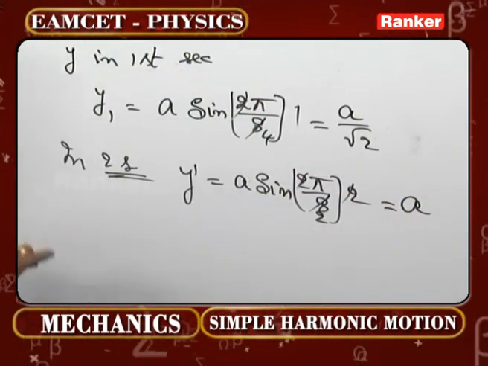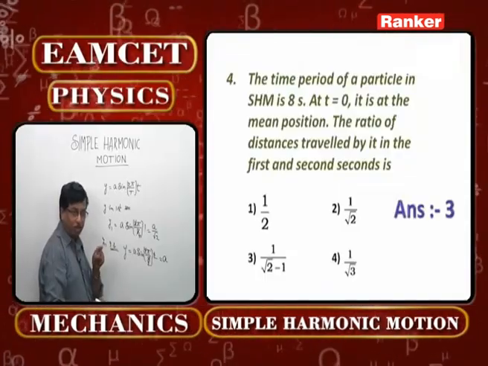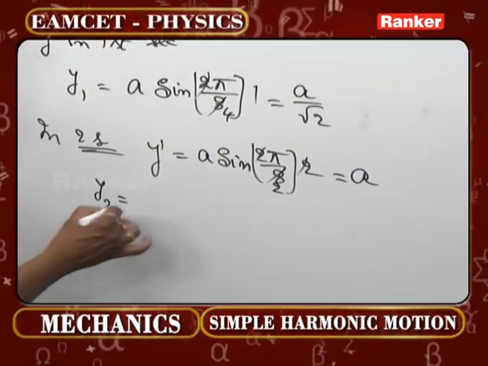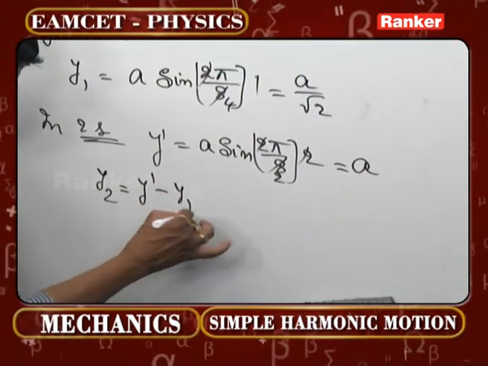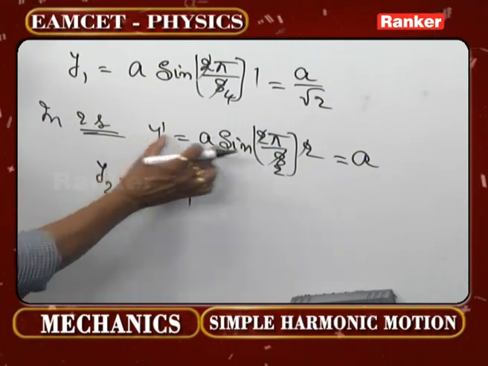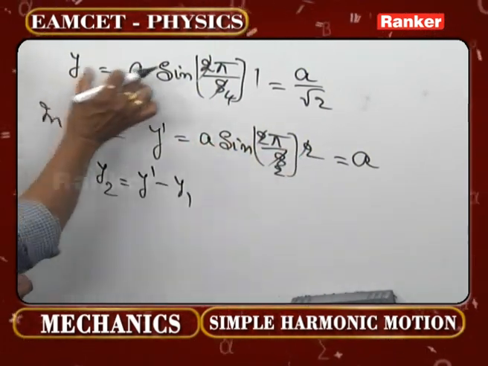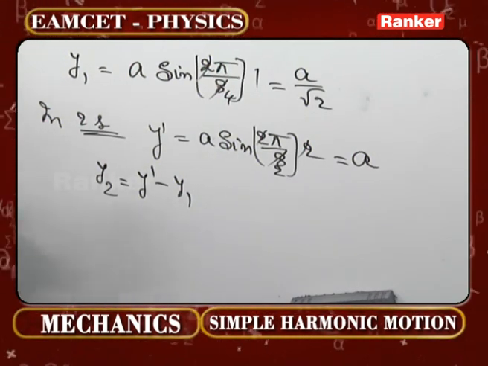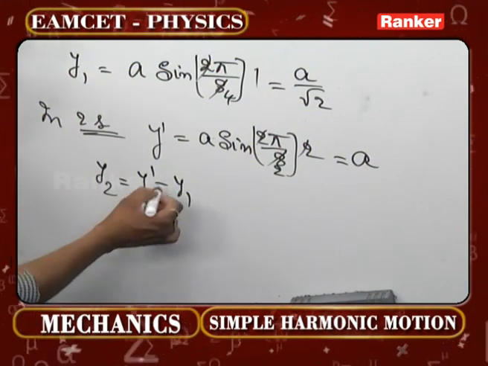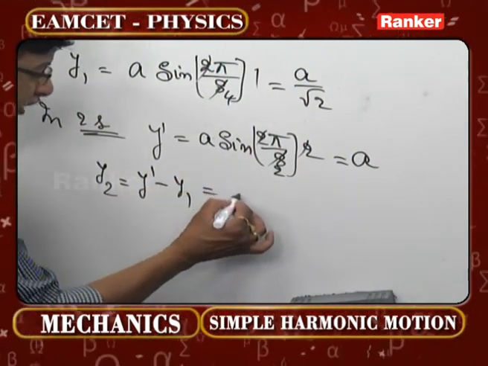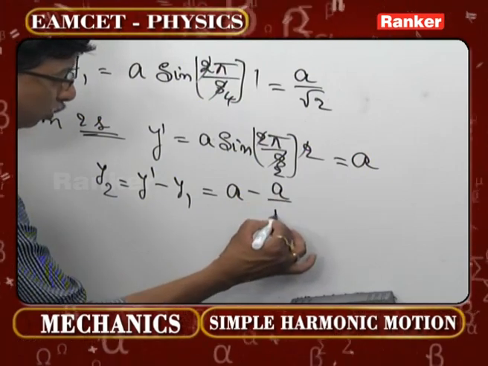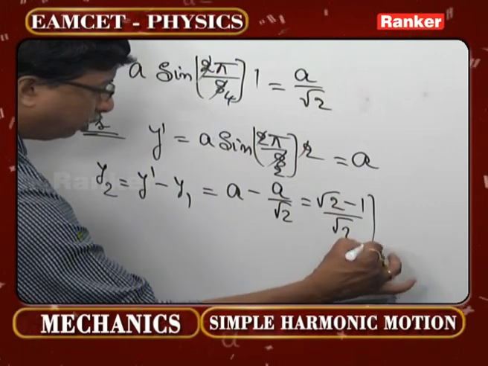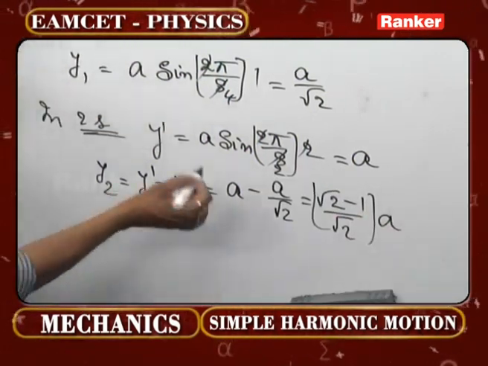But if you look at the question carefully, first and second means y2. Suppose I want y2, how do I get it? It is y dash minus y1. That means this is the distance travelled in 2 seconds, and this is the distance travelled in 1 second. I just want the distance travelled by the body in the second only. That means y dash minus y1. Y dash being a, y1 being a by root 2. Then what will you get? Root 2 minus 1 by root 2 into a. That will now be the value of y2.